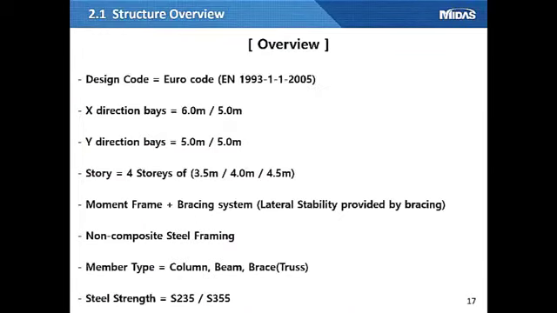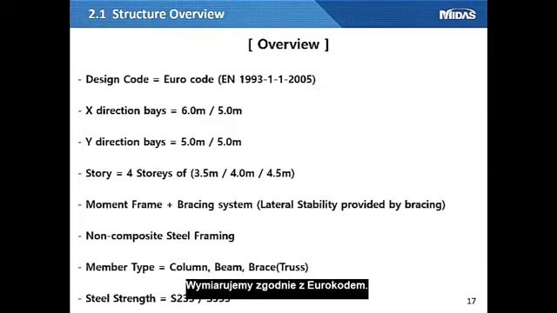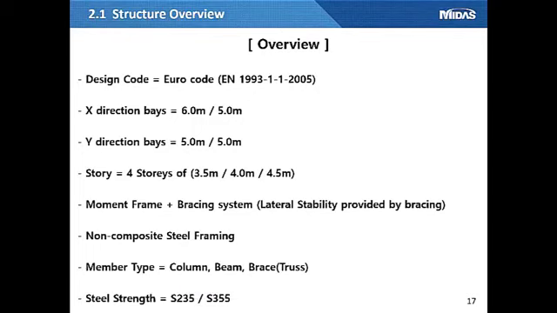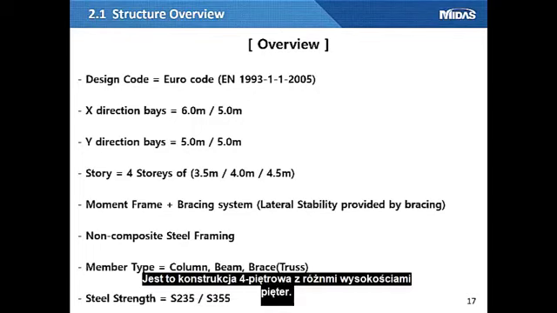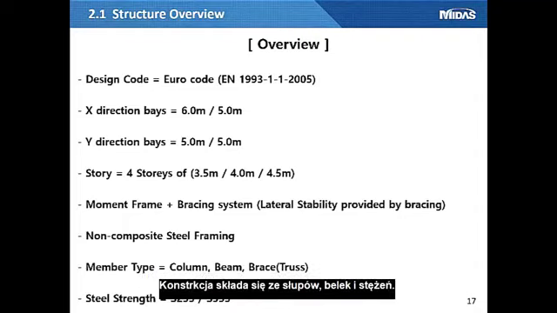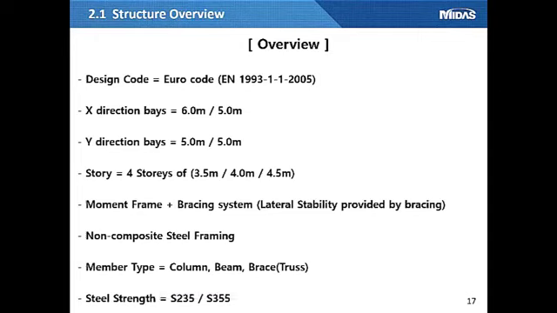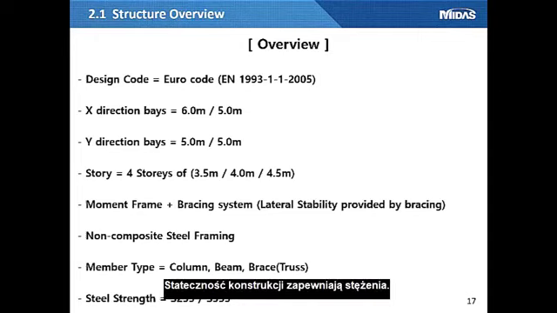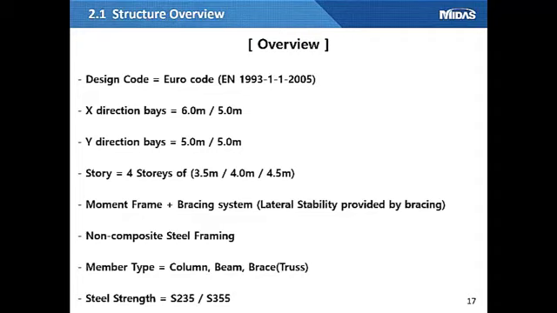Structure design overview. The design code applied is Eurocode. It is a 4-story structure with different heights for each floor. The members are composed of column, beam, and brace. So this structure resists lateral loads through stability provided by bracing. And this structure consists of non-composite steel framing.